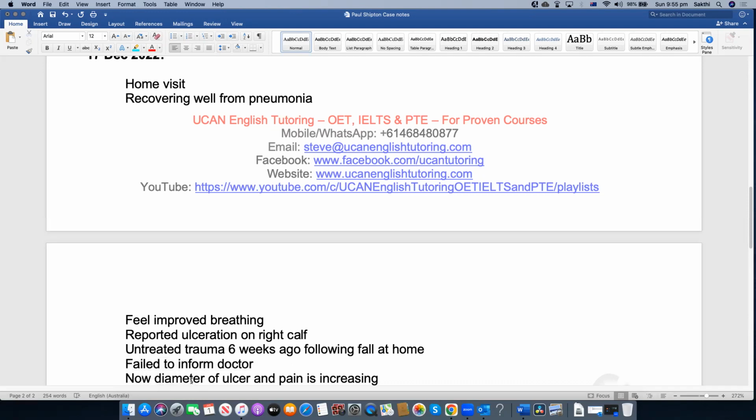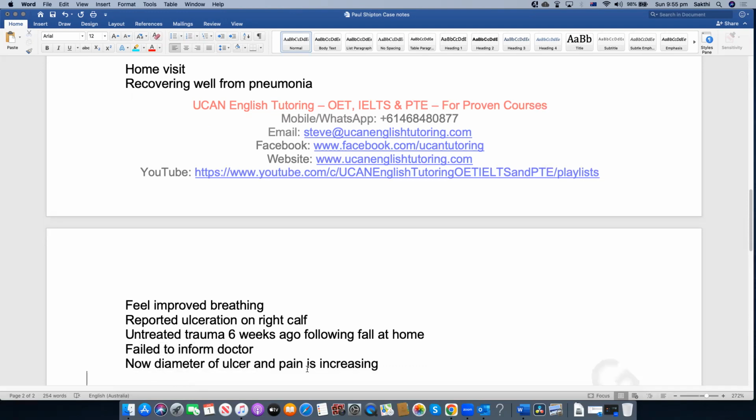And what about the diameter of the ulcer and pain is increasing? Is it relevant as well? What do you guys think about it? Do we need to include this? Yes, it is relevant. So you have to include this as well.